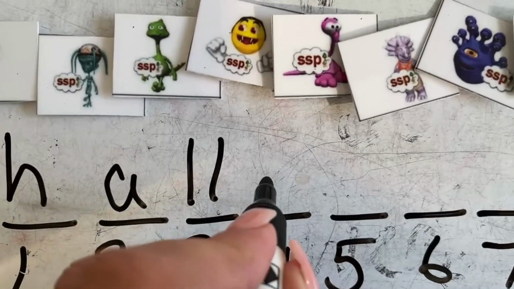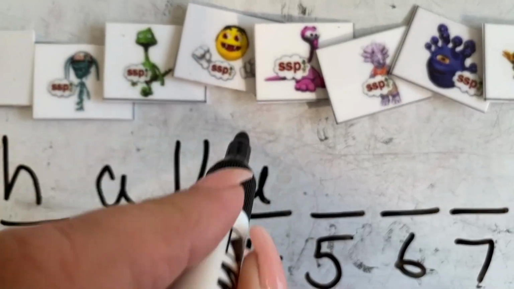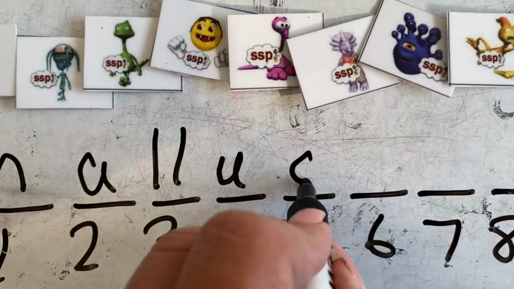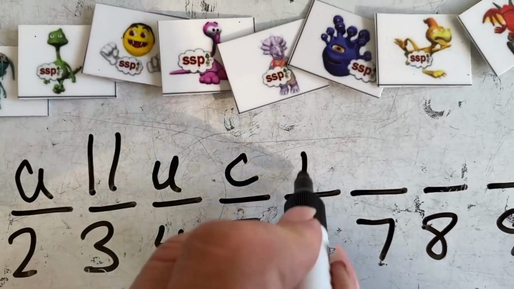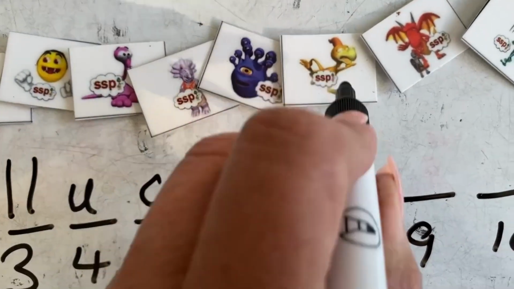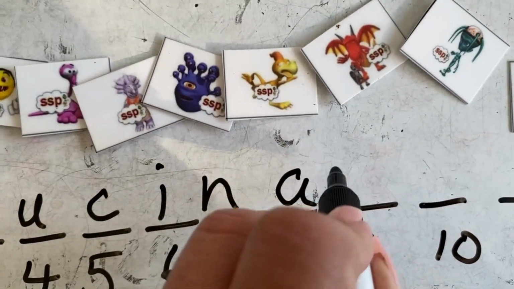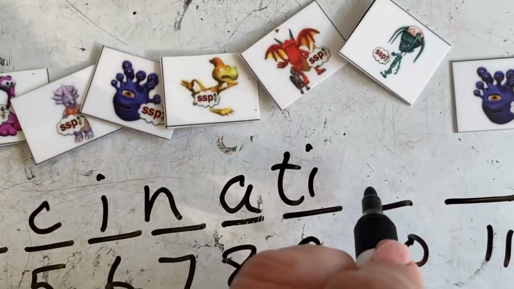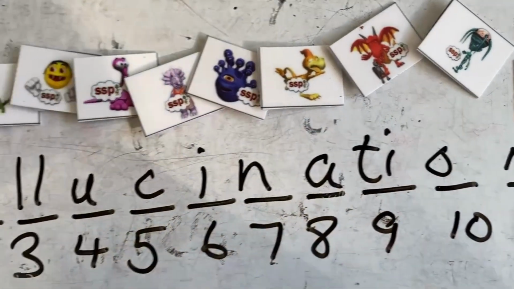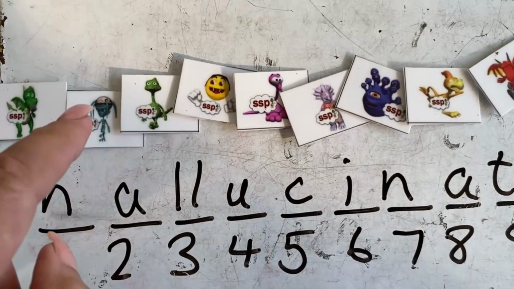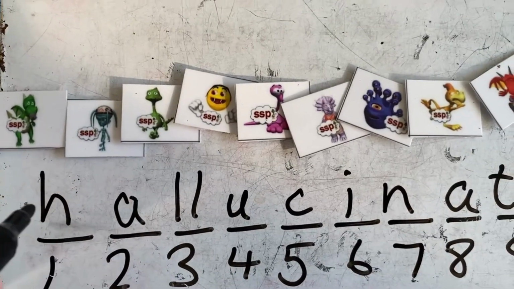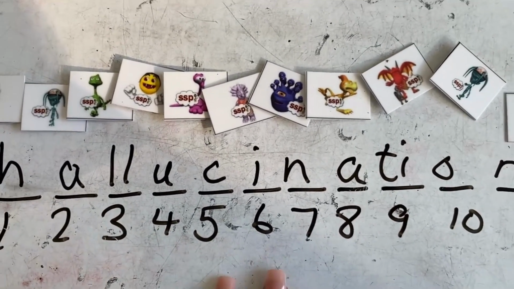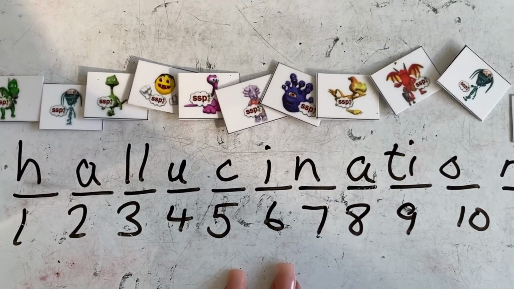Ooh. So the picture for the ooh there is that one. Halluc. The picture for this is there. I, n, a, sh, n. And all of these, other than maybe the schwa, because that's not made explicit, are expectations within the Department for Education's synthetic phonics programs.